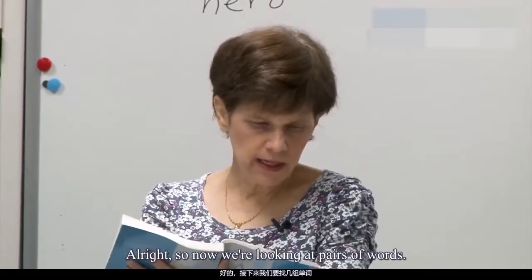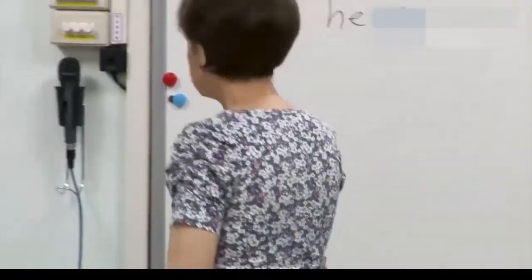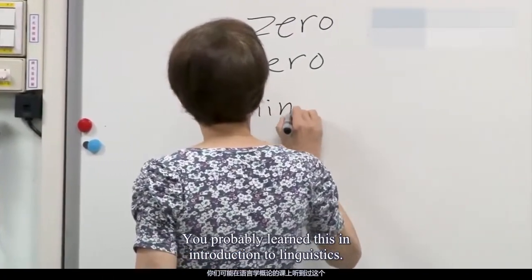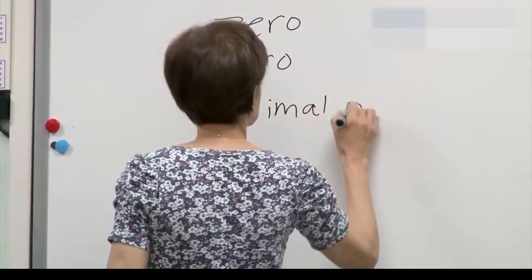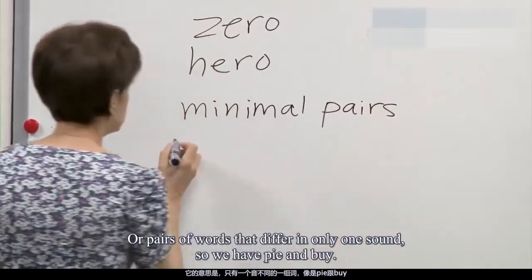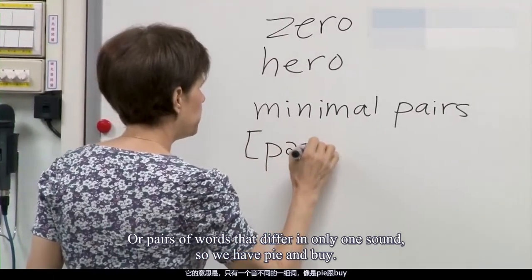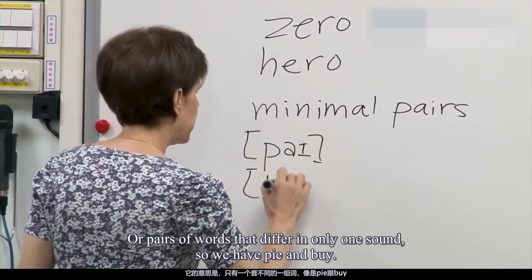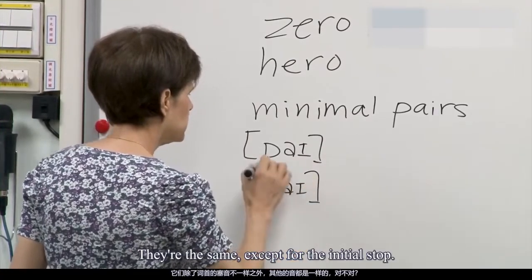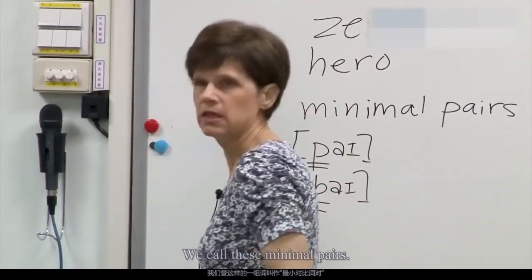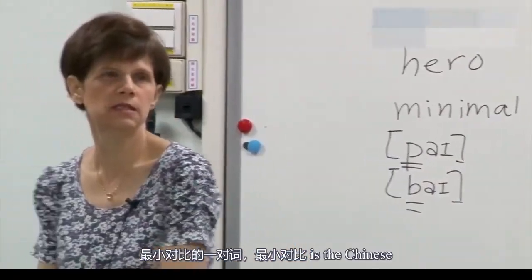All right, so now we're looking at pairs of words. We call these minimal pairs. You probably learned this in Introduction to Linguistics. Minimal pairs are pairs of words that differ in only one sound. So we have pie and bye. They're the same except for the initial stop. We call these minimal pairs. 最小对比的一对词。最小对比 is the Chinese.